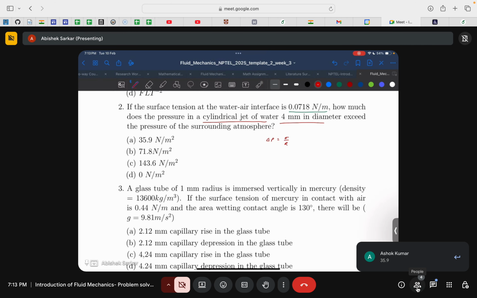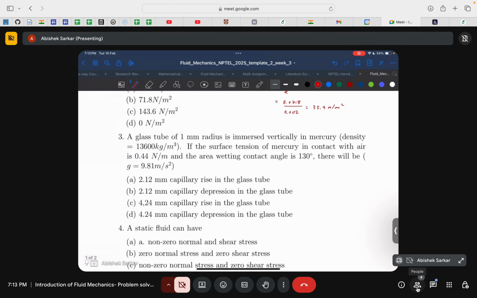It's 35.9, exactly. It's very, very simple actually. The expression is already given. Just substitute sigma as 0.0718. The diameter of the cylindrical liquid jet is 4 millimeter, so the radius would be 2 millimeter, which is 0.002 meter. So we will get 35.9 Newton per meter square. Very simple.